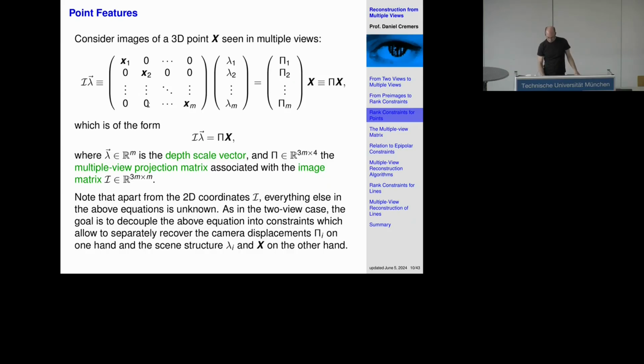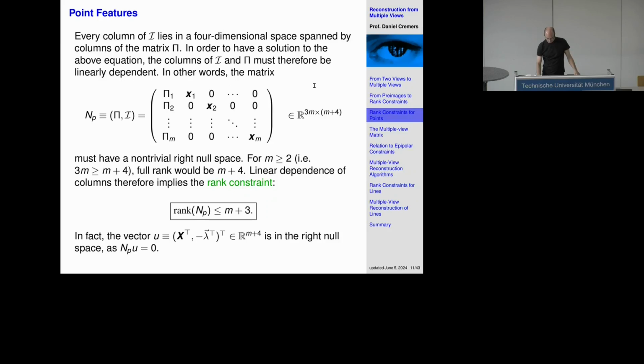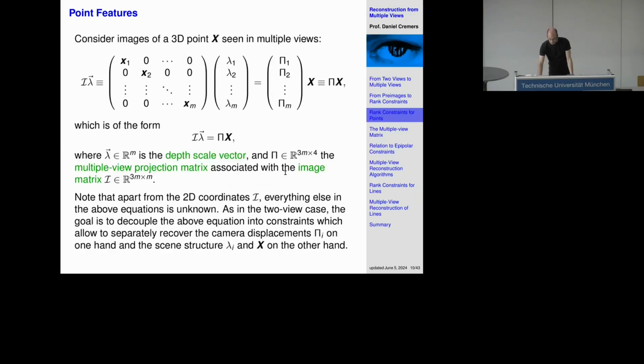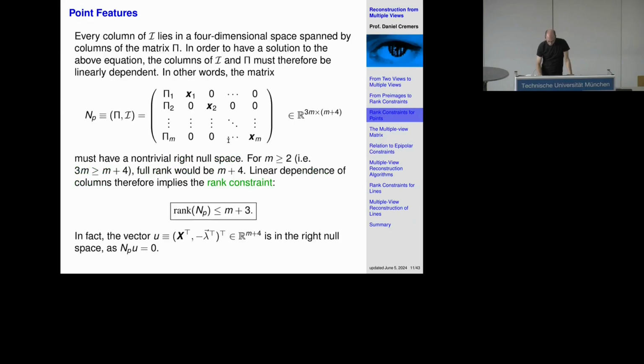So this is the equation, and if we write it in a very compact form, we can call this matrix I, this vector lambda, this matrix pi, and then x. And what we do now is rearrange this. Basically, pi and I we put into one matrix, and we have the constraint that pi I times this vector x minus lambda equals 0. So we take everything to the left-hand side, I lambda minus pi x equals 0, and then we write pi I into one matrix, and x transposed, minus lambda transposed into another vector. Then we have this matrix, call it NP, times this vector u, must be 0. So this equation here is the same equation as on the previous slide.